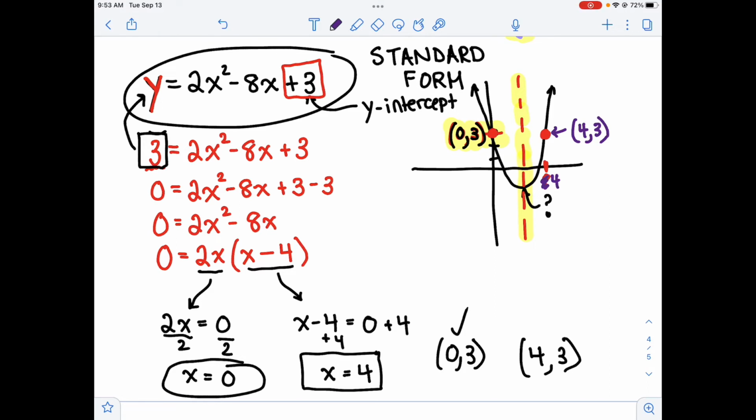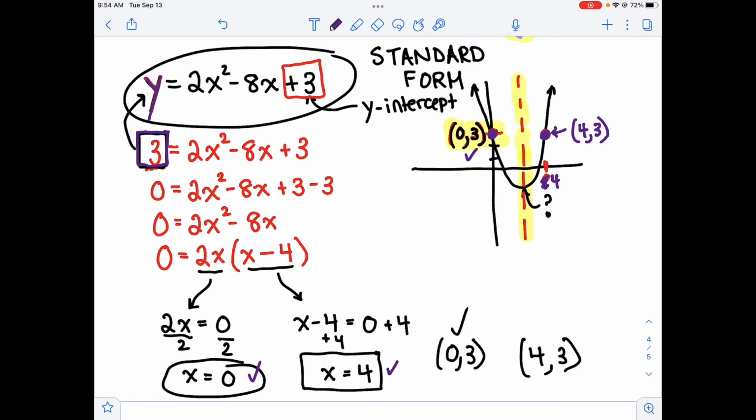So now that I know that, just to recap, I subbed in a 3 originally for y. So I was solving for these two x values. I already knew this one would be a 0, check. Now I know that one is a 4.